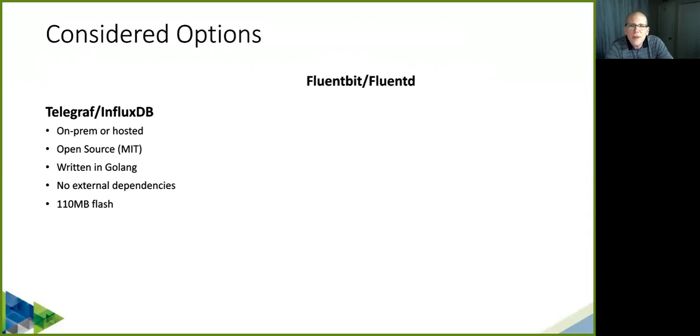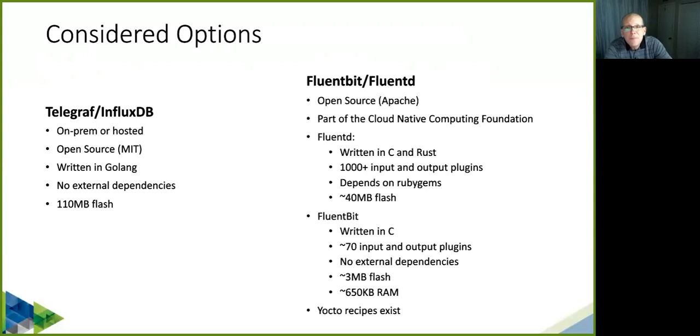So we kept looking and we came up with Fluent Bit, which is open source under the Apache license. It is part of the Cloud Native Computing Foundation. There are two clients. Fluentd, which is written in C and Ruby, is the big one. You can see how many plugins it has available. It does depend on Ruby gems, so it does have some external dependencies, which does increase the amount of flash storage that's needed in your block file system.